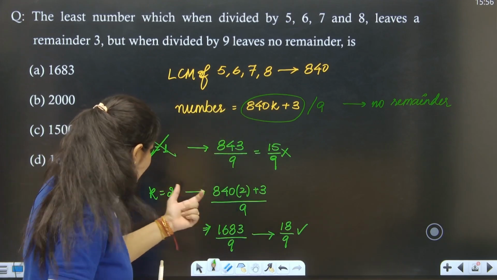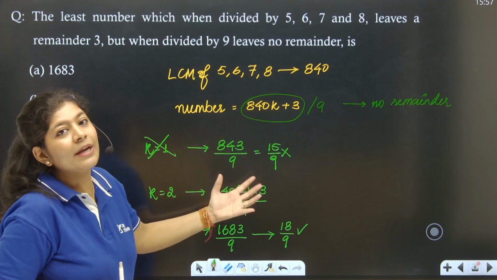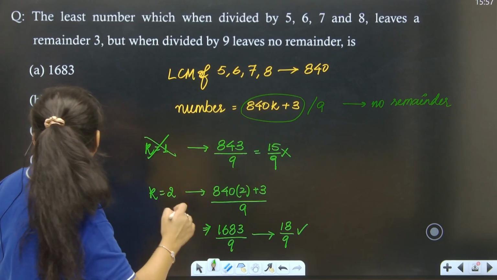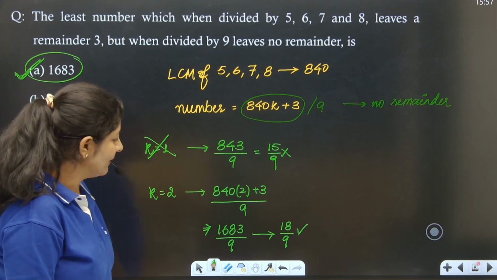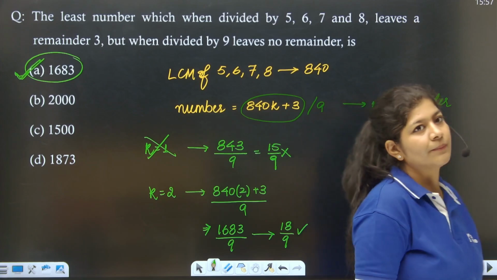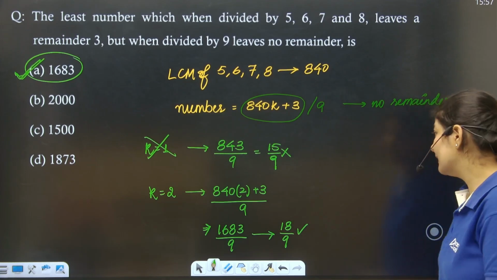That means on the value of k equals 2, we are able to get the number. So the least number that we got is 1683. That means your option number A is the correct one. Very simple, right? Next.